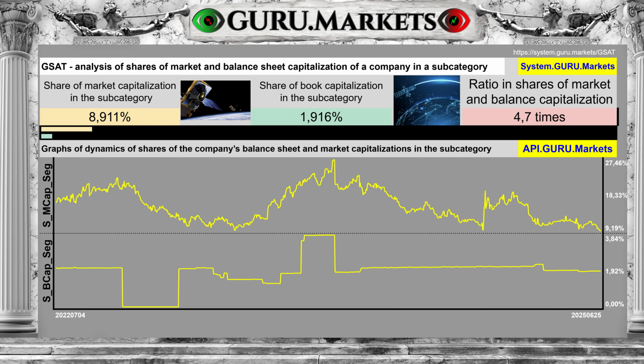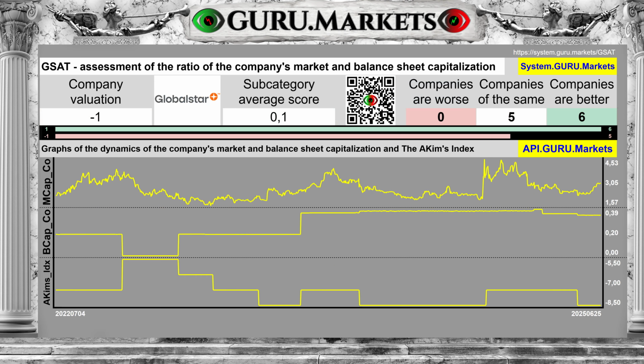Comparing the shares of market and book value, we see the following. The share of Globalstar Incorporated in the subcategory in terms of stock market capitalization is 8.911%. The book value is 1.916%. Evaluation of the company's share of market and balance sheet capitalization of the subcategory: bad, minus 1 point.